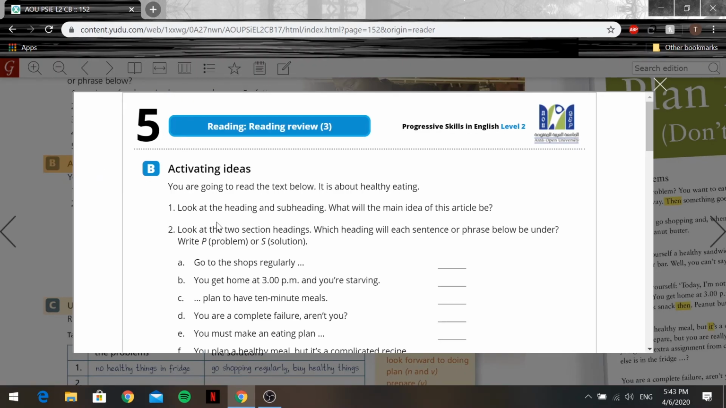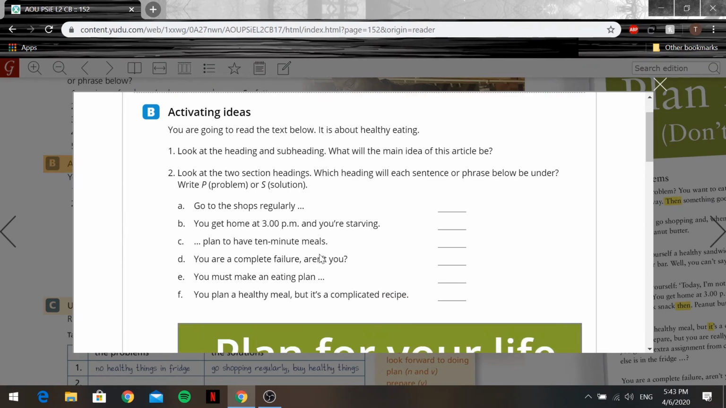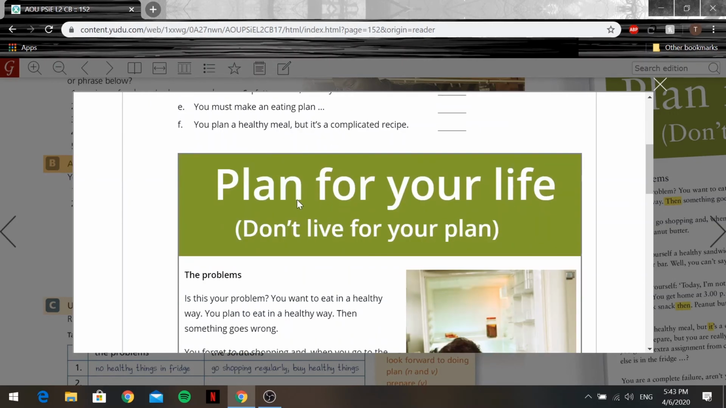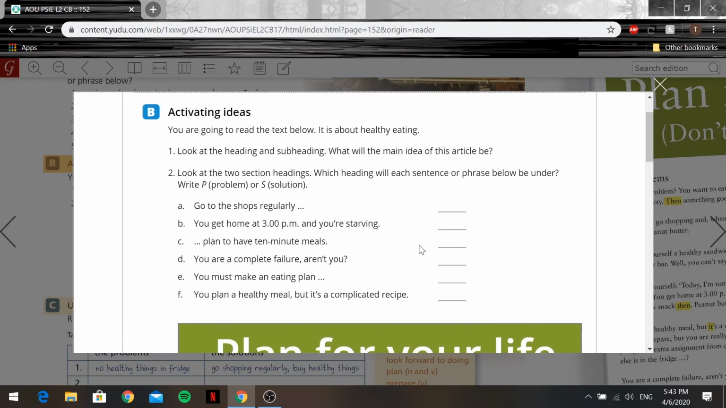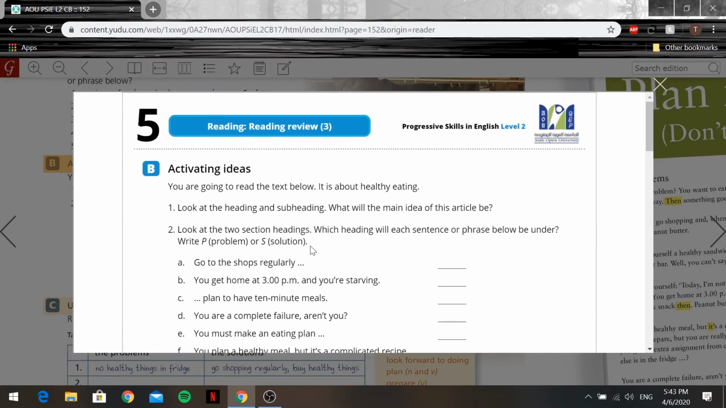You're going to read the text below. It is about healthy eating. Okay, so let's take a look here. Look at the heading and the subheading. What will the main idea of this article be? Let's take a look. Plan for your life, don't live for your plan. Alright, so look at the heading and subheading. What will the main idea be? I'm guessing that the main idea here is that you should make a food plan that's practical for you. Okay? I'm going to read the whole thing and then we'll come back.